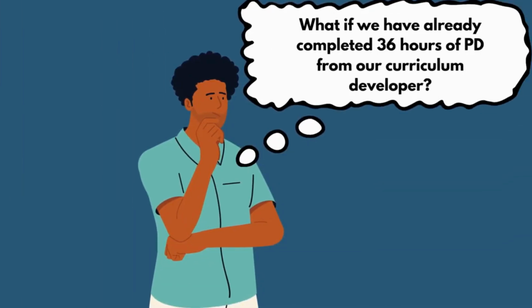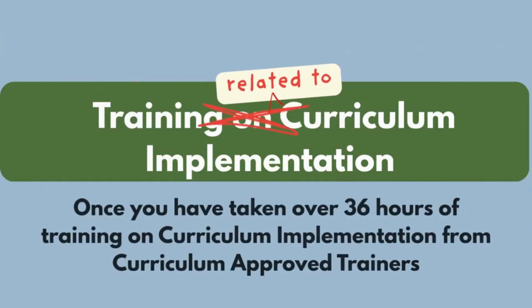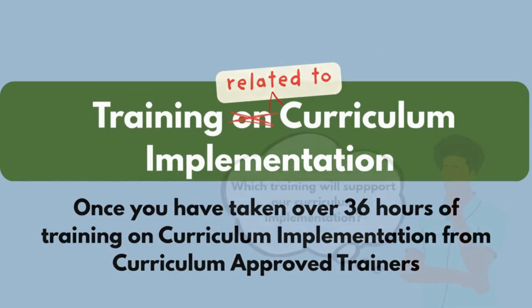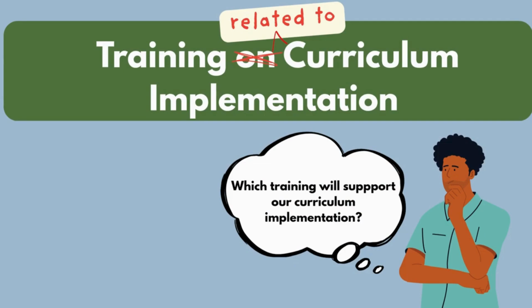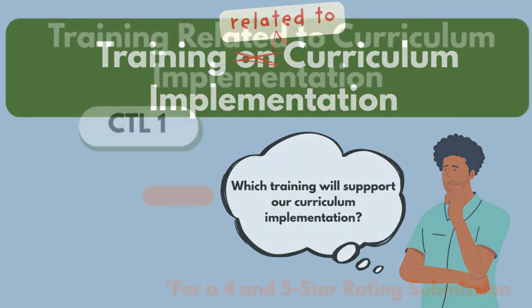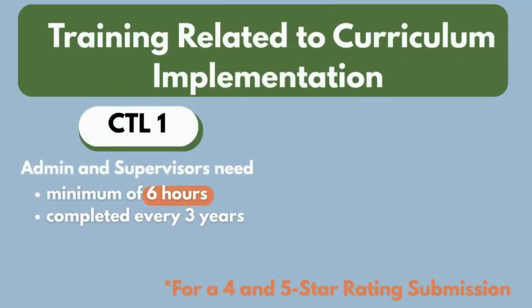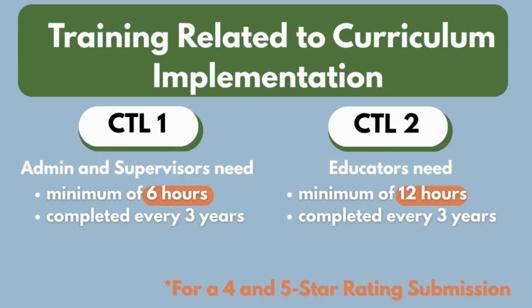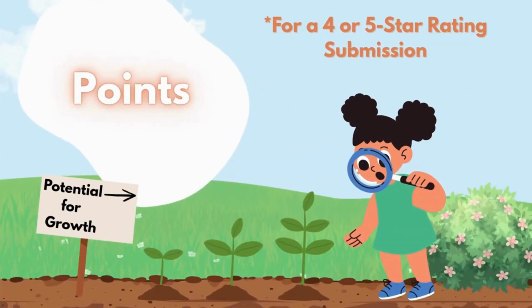You may be asking, what if we have already completed 36 hours of PD from our curriculum developer? Upon proof that you have done so, you and your staff may receive training related to curriculum implementation that does not have to be created by the curriculum developer. If you're wondering what qualifies for these trainings, ask yourself if the training helps support your curriculum implementation. For CTL 1, administrators and supervisors are asked to still take 6 hours of professional development meeting this criteria every 3 years. For CTL 2, educators are asked to still take 12 hours of professional development meeting this criteria every 3 years. How many points are possible?